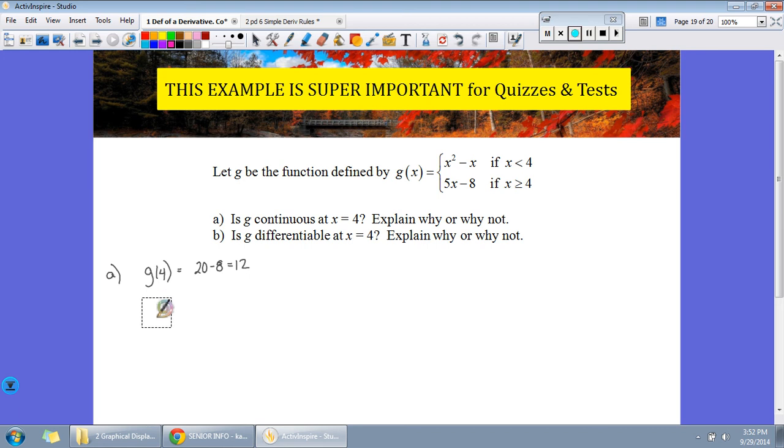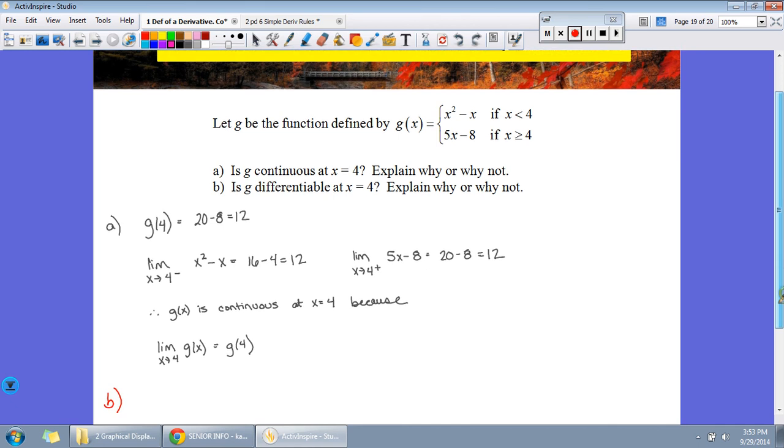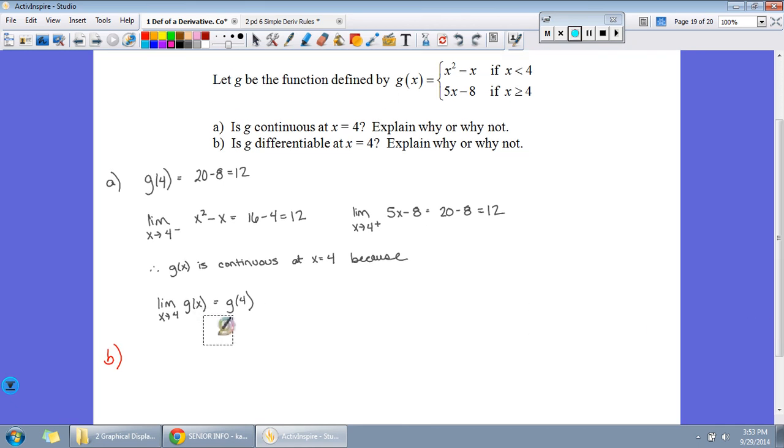Then we're going to see if the limit exists. We're going to do this by using left and right-sided limits. The left side of 4 is the equation x squared minus 4. When you plug a 4 into that, you're going to get 16 minus 4, which is 12. Then we're going to do a right-sided limit, which we plug 4 into 5x minus 8 to get 20 minus 8, which is 12. Therefore, the limit does exist, and f is continuous at x equals 4 because the limit as x approaches 4 of g of x is equal to the actual point g of 4.